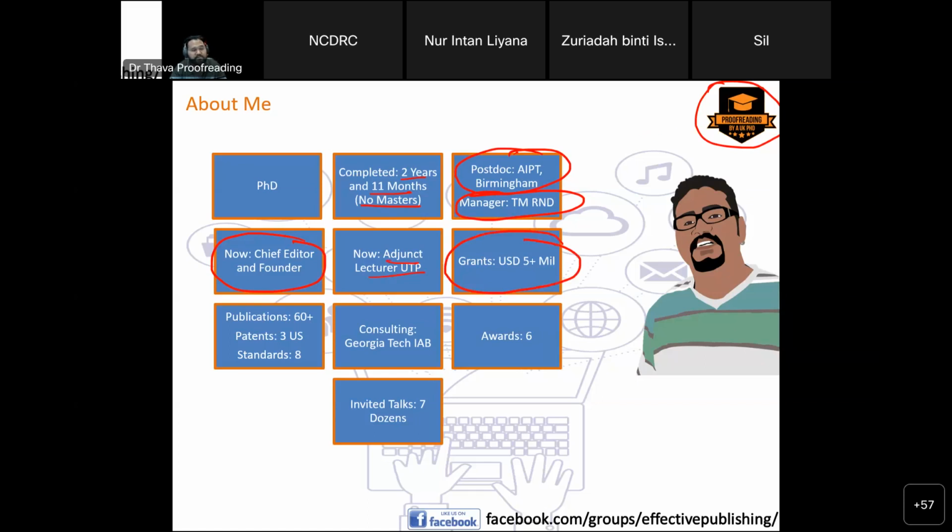This is my experience in terms of research. 60 plus publications, 3 US patents, and now I think I have more than 70 publications, and more than 8 standards that have contributed throughout the world. I was also a consultant in the Georgia Tech Industrial Advisory Board in Atlanta, 6 different awards, and I think now probably more than 9 or 10 dozens of invited talks already.